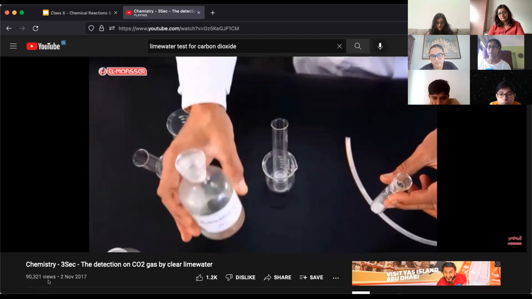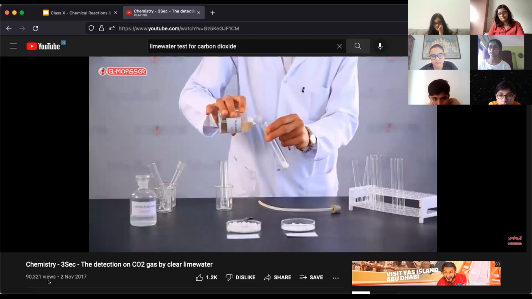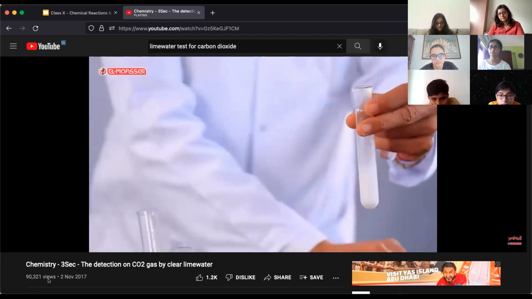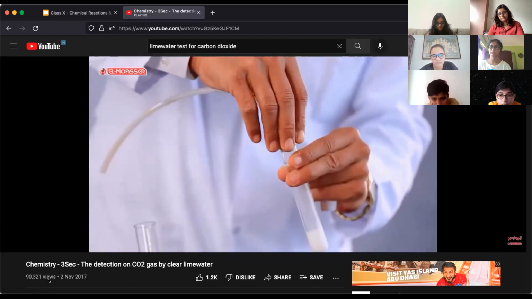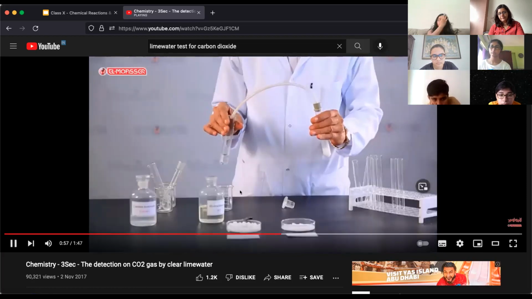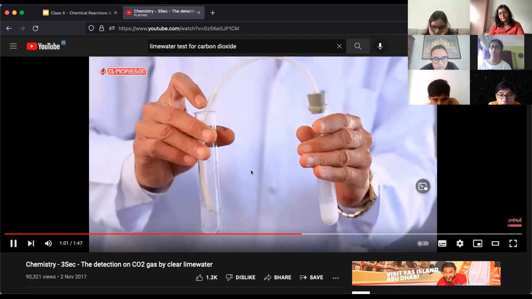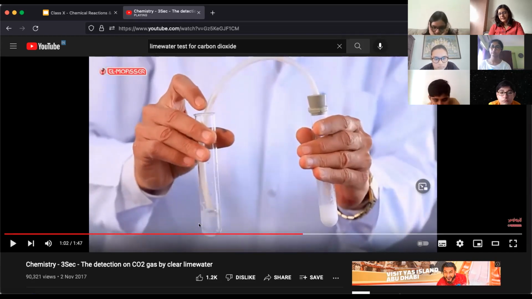With diluted hydrochloric acid, carbon dioxide is being produced from the reaction. Now observe this step: passing the gas through clear lime water. Okay, so this is clear lime water. Now bubbling has started, meaning carbon dioxide gas is being passed here. Let's see what happens. Now keep observing.